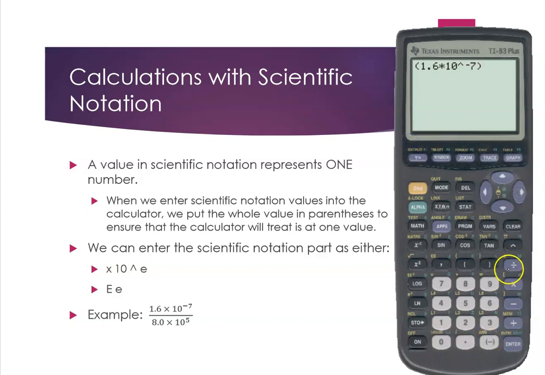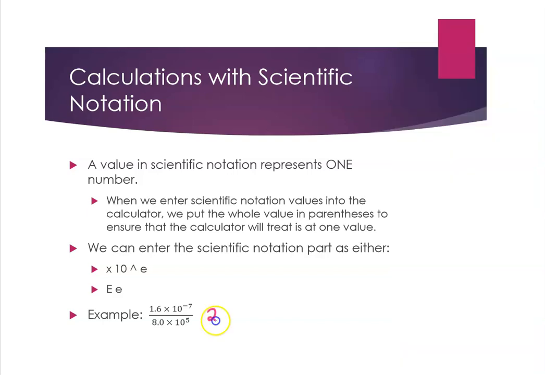So we want to avoid using the minus sign, and we want to use the negative sign here. All right. And then we close our parentheses, and now we divide by 8.0 times 10 caret 5, close parentheses. All right, so our answer here is 2e-13. So this e just means times 10. So my answer is 2 times 10 to the -13 power.